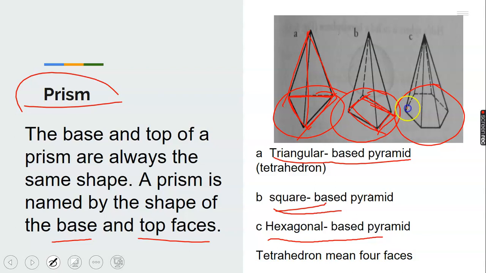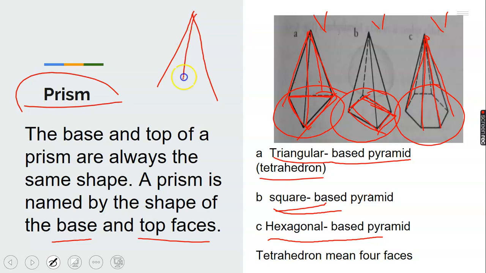Now, a pyramid has all the faces meeting at a point. You can see, where two or more lines meet, we call it a vertex. Now, look at this, this is the vertex. You can see the number of faces determines what we have. When we have a tetrahedron, it means 4 faces. Look at 1, 2, 3, 4, and the one at the back. Look at it here.